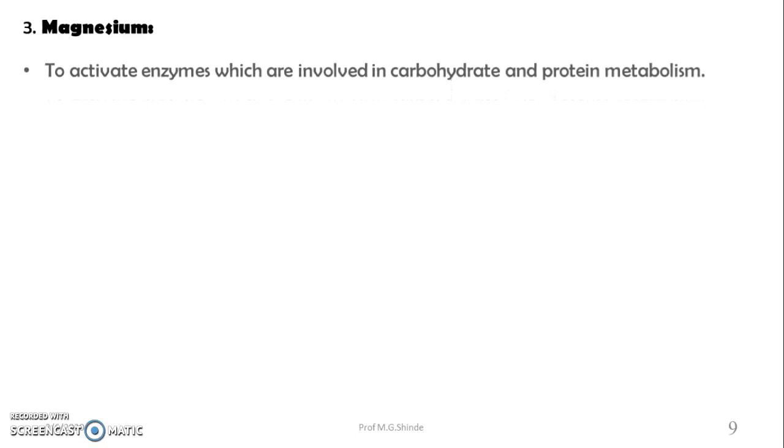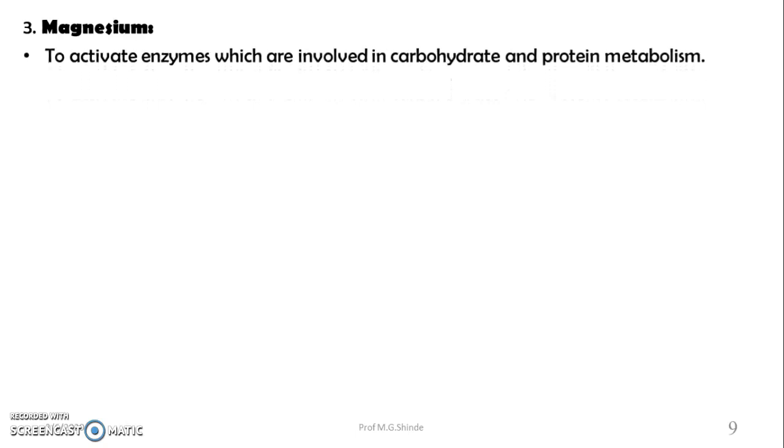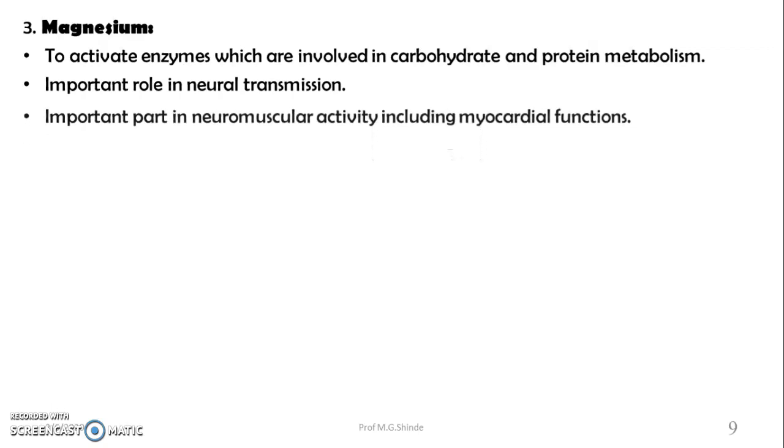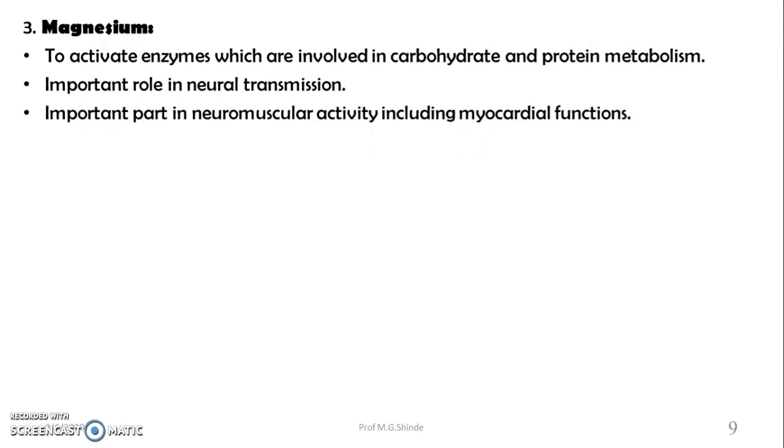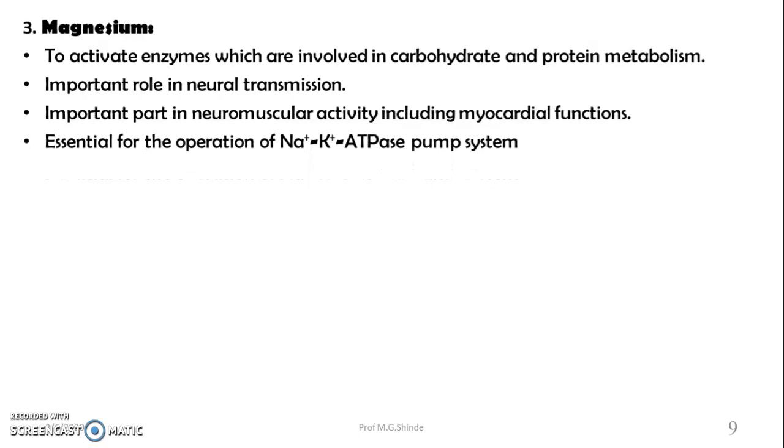Third, magnesium. It activates enzymes which are involved in carbohydrate and protein metabolism. Magnesium also plays an important role in neural transmission. It is an important part of neuromuscular activity, including myocardial functions. It is also essential for the operation of the sodium-potassium ATPase pump system.